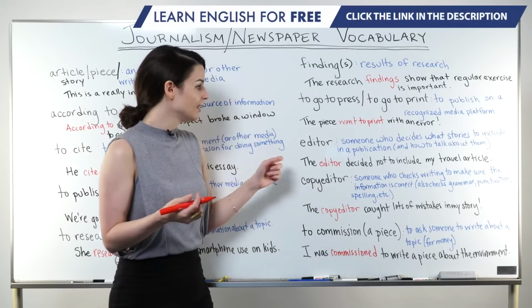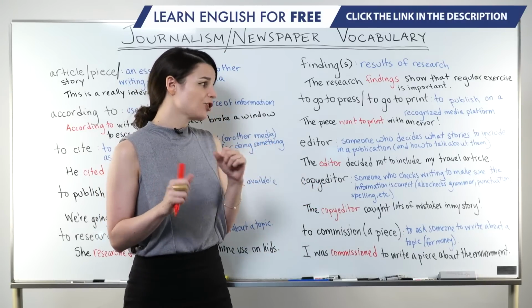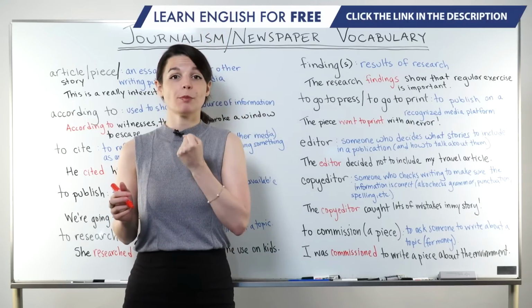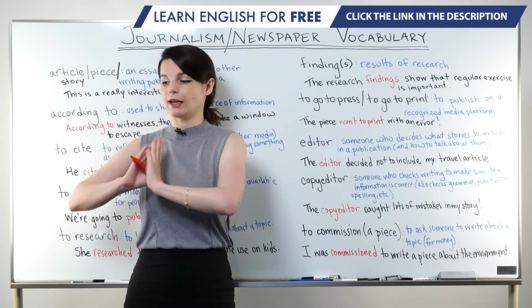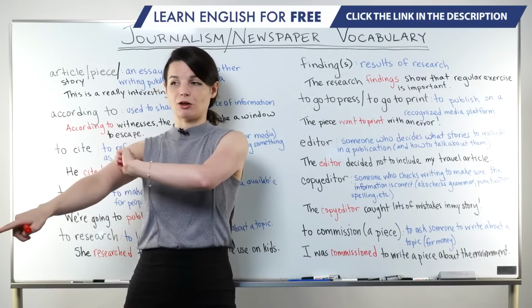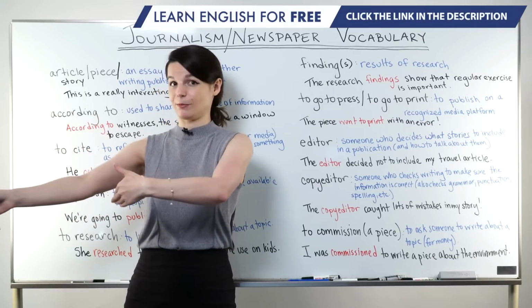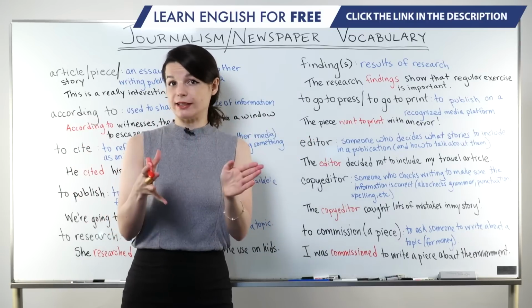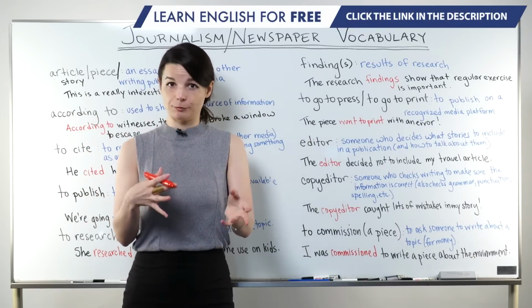For example, the editor decided not to include my travel article. So that means like the head of the publication, the editor, decided, I don't want to include this article this month. Maybe I'll do it next month. So the editor makes decisions about which stories or which pieces to include or not include.